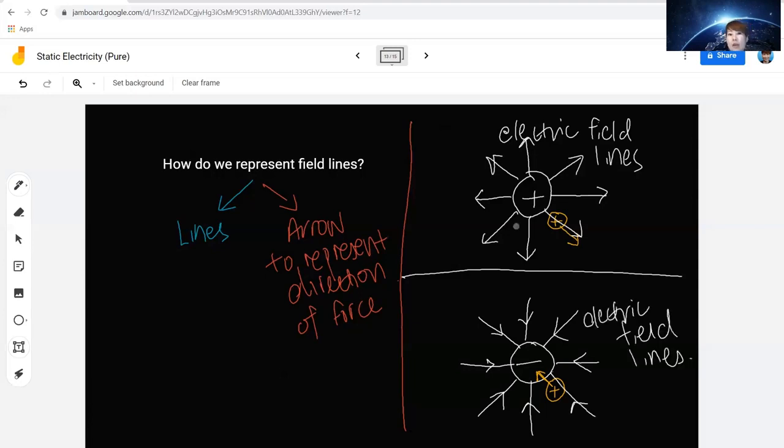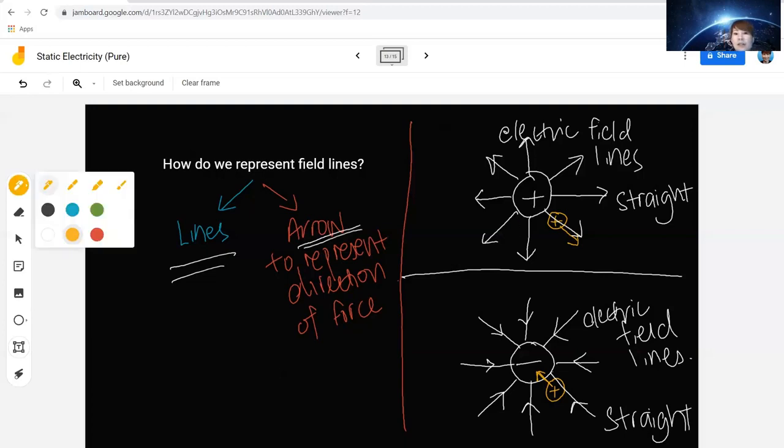So bear in mind, to represent field lines, you need lines. So if it's a single charge, these are straight lines. Okay, for a single charge, it will be straight. Later on, we will talk about what happens if there's a plus and a minus. And not just that, you must show arrows. Now, the arrow doesn't just point in any direction. It depends on the direction taken by the positive test charge.